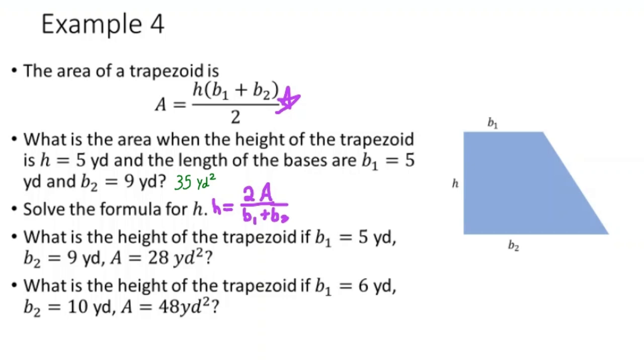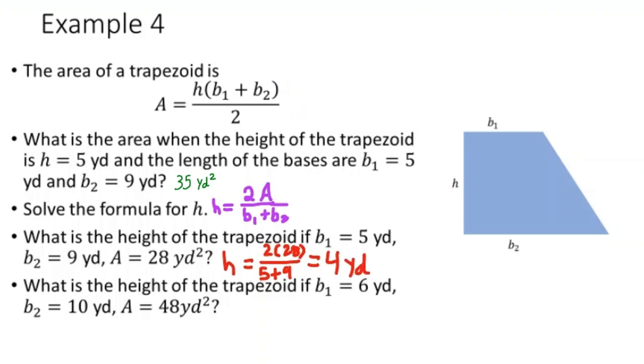Now, doing that once isn't too bad. If you have to do it 2, 3, 4 times, it does get a bit tiring and cumbersome. Fortunately for us, we've already done the work of isolating h. Since we have h already isolated in the previous part, all we have to do is take our values for a, b1, and b2 and plug them into our formula above. Now that our values are plugged in, we can follow order of operations, and we get that the height is 4, and our units would be yards, since our bases are measured in yards and our area is measured in yards squared.